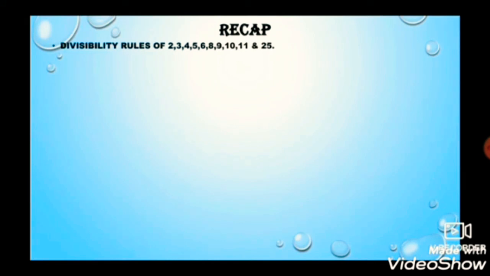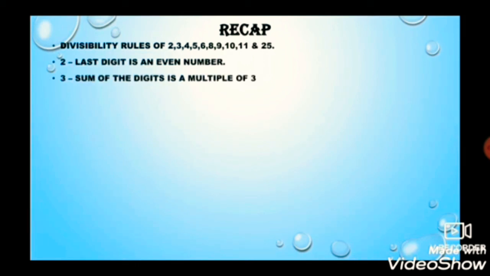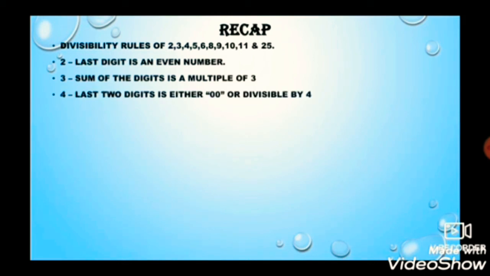Recapitulation. We have seen the divisibility rules of 2, 3, 4, 5, 6, 8, 9, 10, 11 and 25. Divisibility rule of 2 is last digit is an even number. Divisibility rule of 3 is sum of the digits is a multiple of 3. Divisibility rule of 4 is last two digits is either 00 or divisible by 4. Divisibility rule of 5 is last digit is 0 or 5.